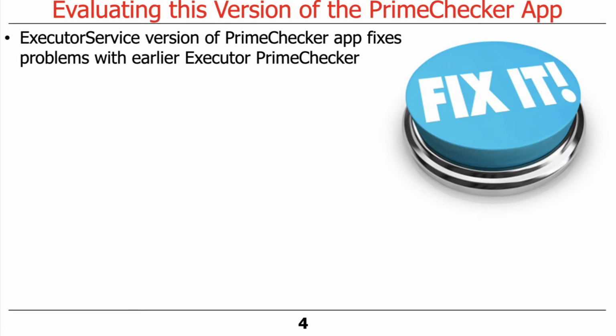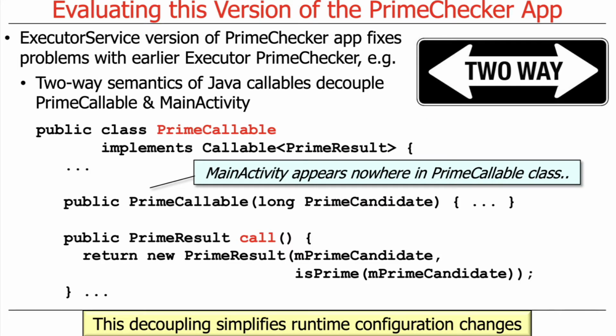So first, let's talk about the good stuff. The executor service version of the PrimeChecker app fixes a bunch of problems with the earlier executor version. For example, having these two-way semantics of Java callables allows us to decouple anything related to the Android features in the Prime callable class. So there's no more activity stuff here. Whereas if you go back and take a look at the earlier version, there was a main activity field in each Prime runnable, which took up space and also was tightly coupling. And therefore, when runtime configuration changes occurred, our earlier app didn't handle those things gracefully in any way, shape, or form.